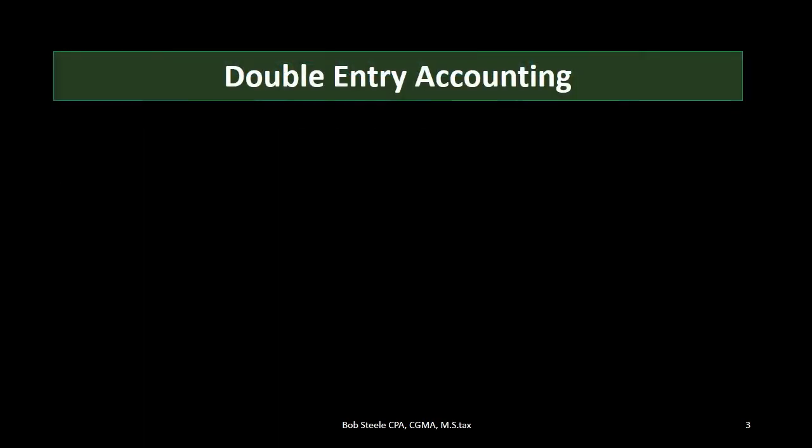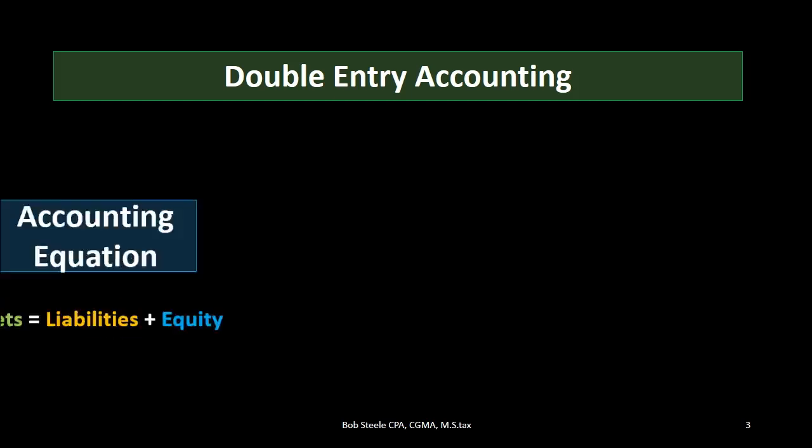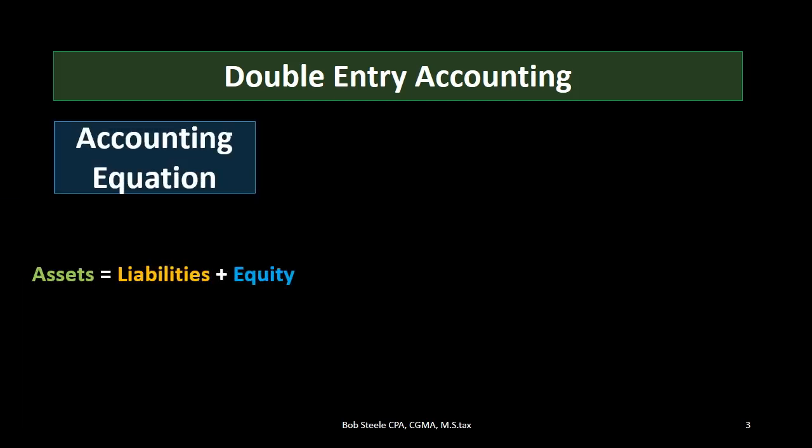The double entry accounting system can be recorded in a few different ways, at least 3 different ways. It's useful to understand these 3 different ways. The first way, the one we will be concentrating on here, will be in the format of the accounting equation, assets equal liabilities plus owner's equity, or just equity.